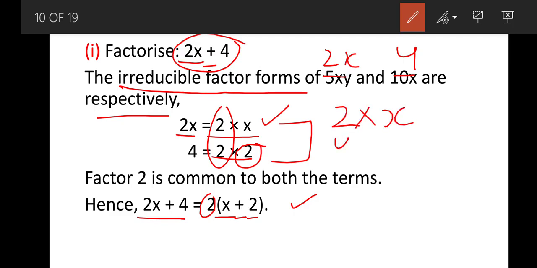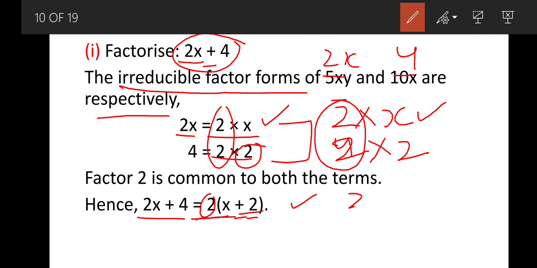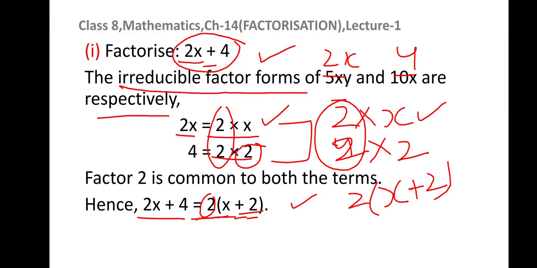4 can be written as 2 into 2. So what is common out of these two? 2. I have written 2 outside the bracket. Then what is left out of the first term? x. Plus was given to you in the question. What is left out of the second term? That is 2. So 2 bracket x plus 2 are the factors of 2x plus 4.